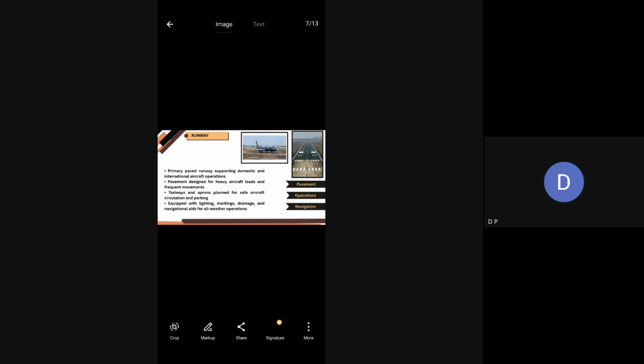The runway. The airport includes a primary paved runway supporting domestic and international aircraft operations, with pavement designed for heavy aircraft loads and frequent movements. Taxiways and aprons are planned for safe aircraft circulation and parking, equipped with lighting, markings, drainage, and navigational aids for all-weather operations.